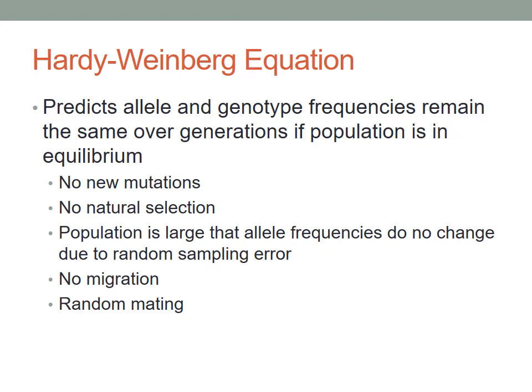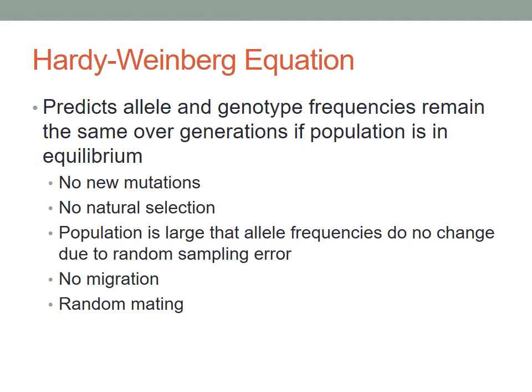This equation is going to predict allele and genotype frequencies should remain the same from generation to generation if your population is at this equilibrium status. Now there are 5 traits for a population to be in the Hardy-Weinberg equilibrium. The first one, no new mutations. The second one, no natural selection. The third, the population is so large that allele frequencies do not change due to random sampling error.